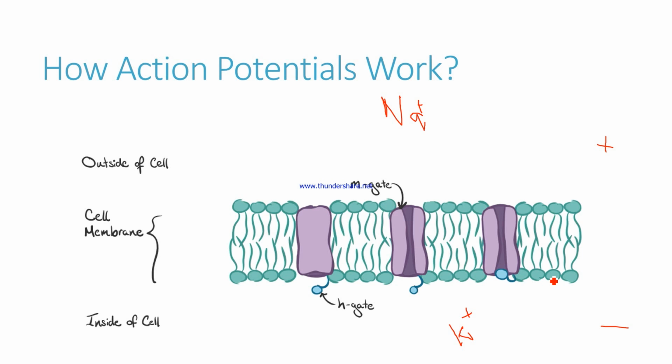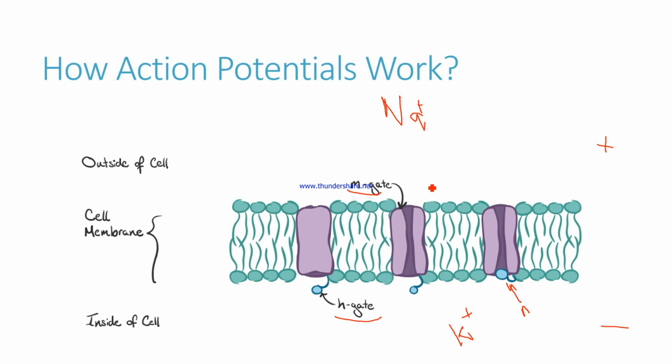So it has voltage-gated sodium channels, which consist of two gates. This will be the M gate and the H gate, while the potassium channel only has one, gate N. So this will be the gate N. So this is made of potassium, and this will be for sodium.